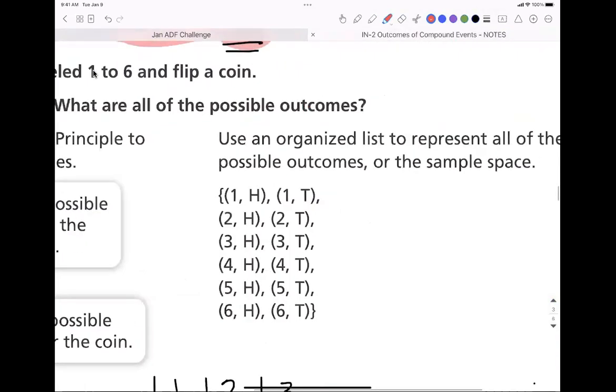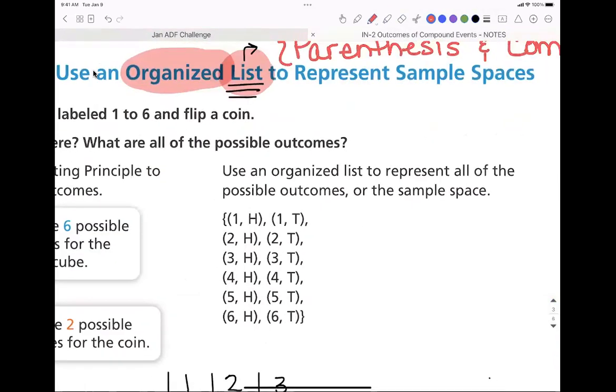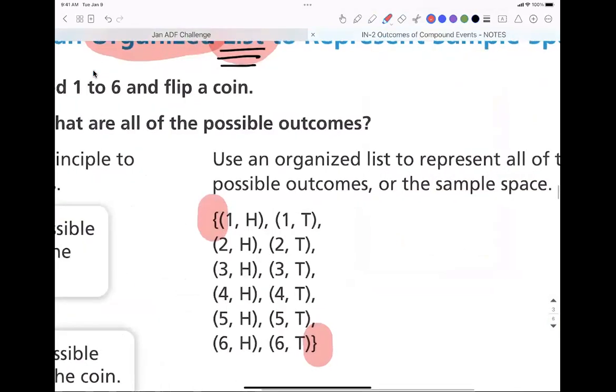So if you look here at your example, first thing I want you to notice is that it starts and ends with those fancy brackets. One at the very beginning, one at the very end. That tells you that everything in the middle goes together. The next thing I want you to notice is that each event is in its own parentheses. This is one outcome, separated by a comma from the next one. So this one is its own outcome, this one is the next outcome, and so on.